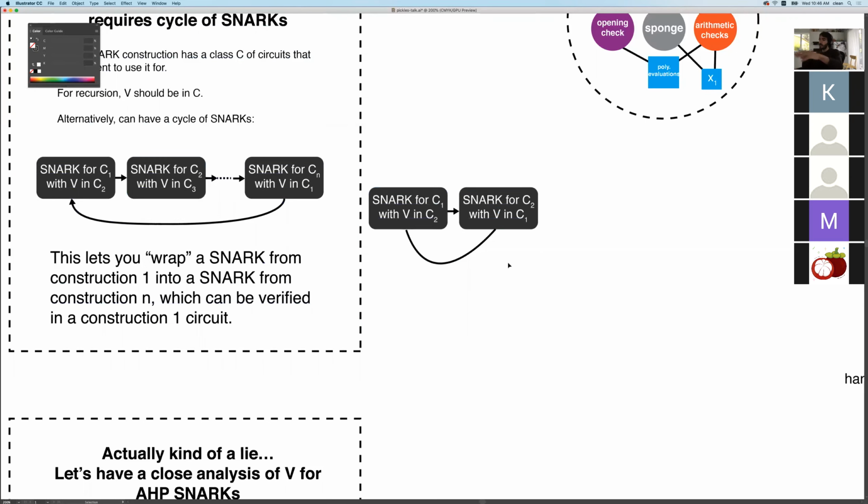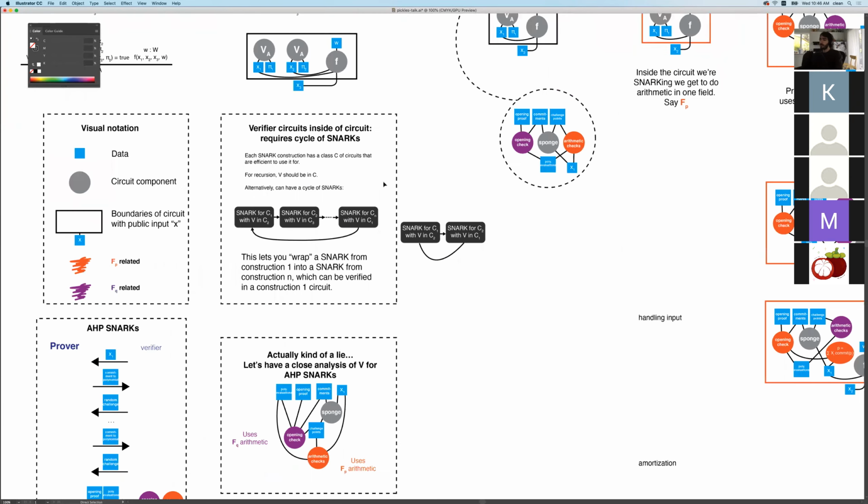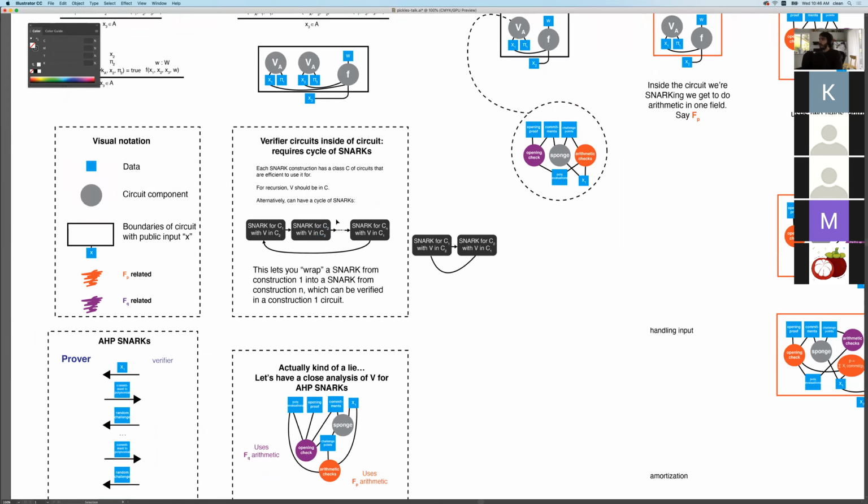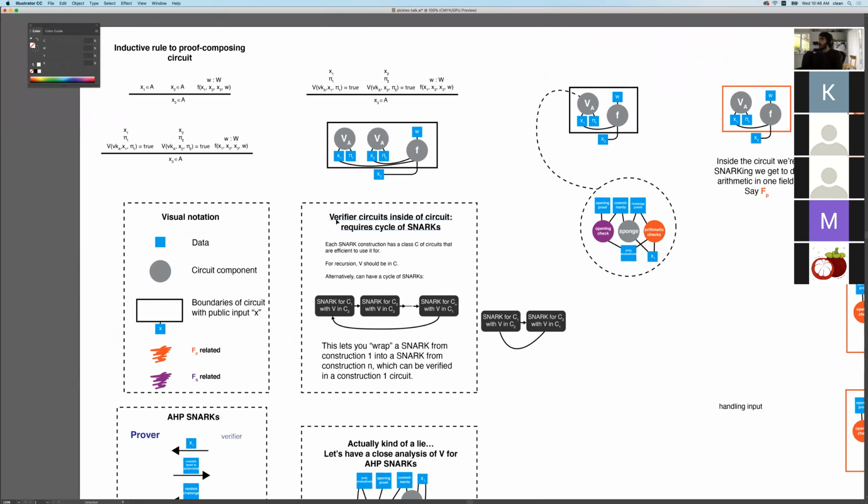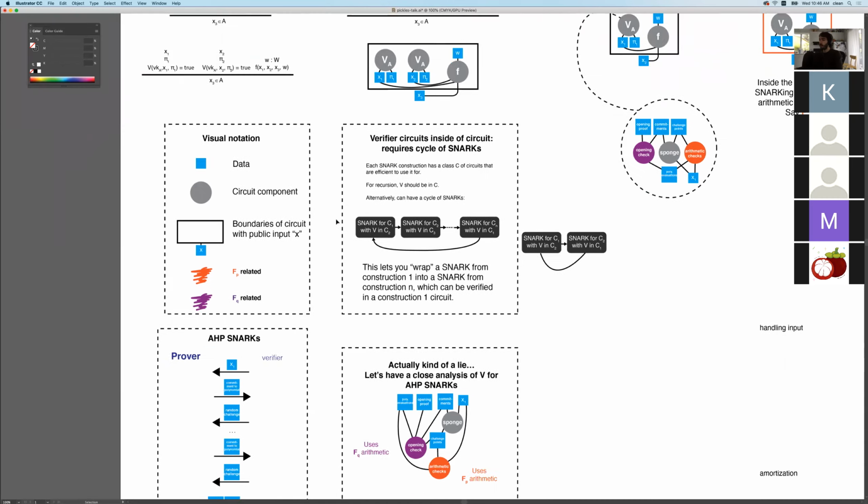So it's this idea that we can kind of wrap up a SNARK, so it's good. All right, so we need basically one more concept before we move on.